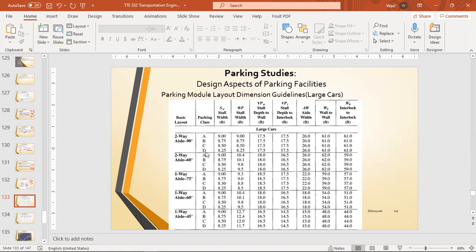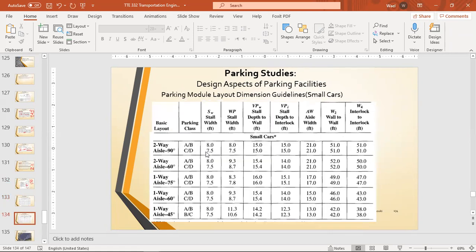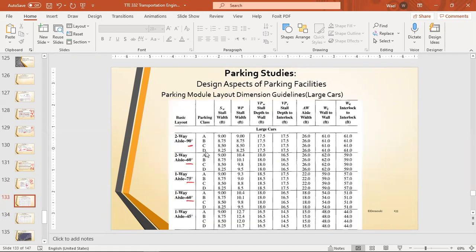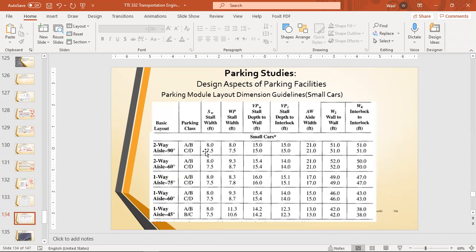Now, these are guidelines, some layout dimension guidelines for large vehicles. For large vehicles, these are the guidelines or the dimensions. For a two-way aisle at 90 degrees, these are the recommended dimensions. For 60 degrees, 75 degrees, 60, and so on. This is one aisle, 45, and so on. Okay, parking module layout dimension guidelines. This is for a small car. So this is for the large cars, and this is for small cars.